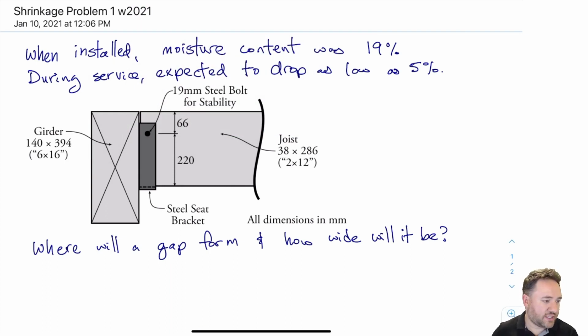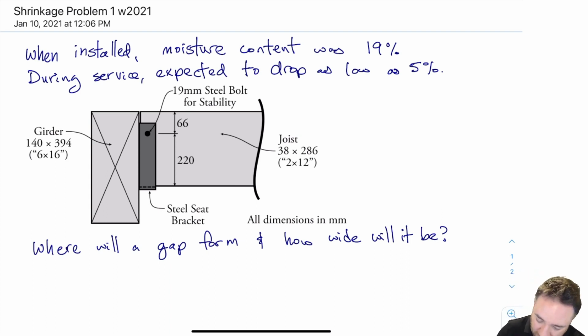So we have to do this calculation to see if this is going to be a problem or not. When this joist was installed, the moisture content was 19%. During service, we're expecting it to drop as low as 5%. So we have a pretty dry interior area. After some time, if I have a dry area, the equilibrium moisture content of the piece of wood is going to go down to 5%. These are just example numbers. Where is there a gap going to be forming, and how wide will that gap be?